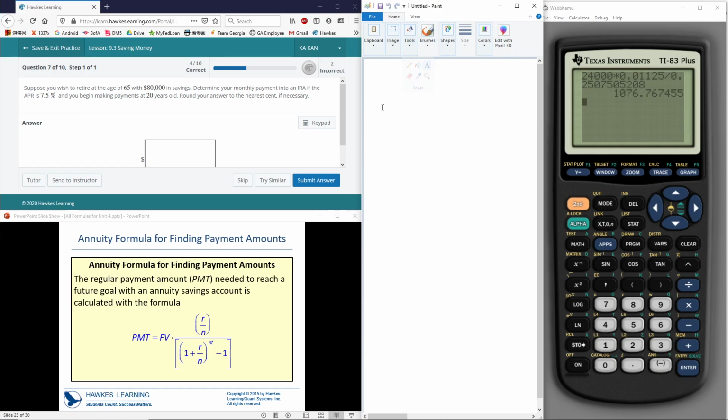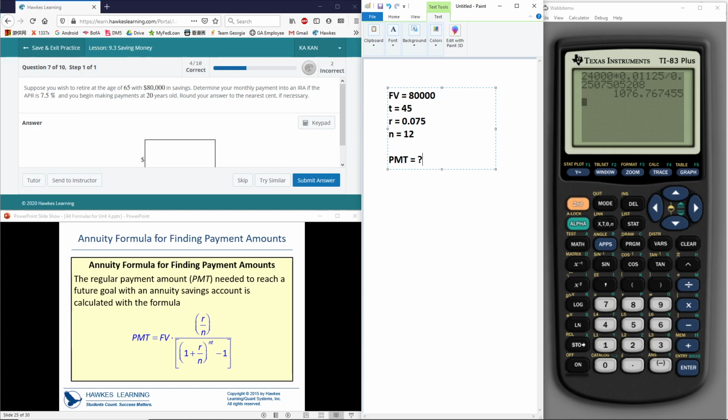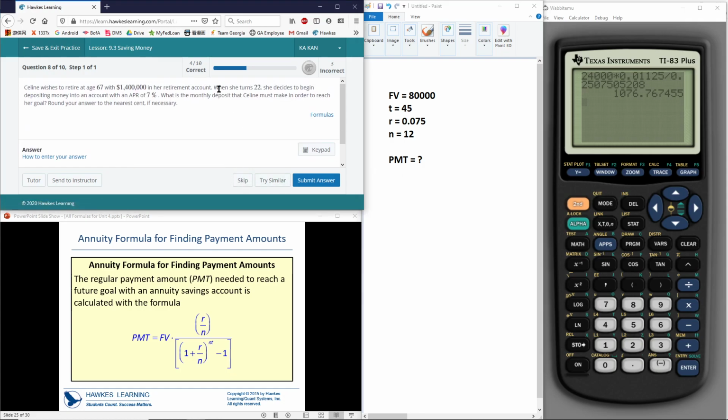The future value is $80,000. That's how much you want. Let me say you start out at 20 years old. You retire at 65. That's 45 years. So T equals 45. Then the interest rate is 0.075. And monthly payment means 12 payments, right? So you're looking for PMT. Again, it's the same thing. Put it into the calculator and figure it out. So skip that.